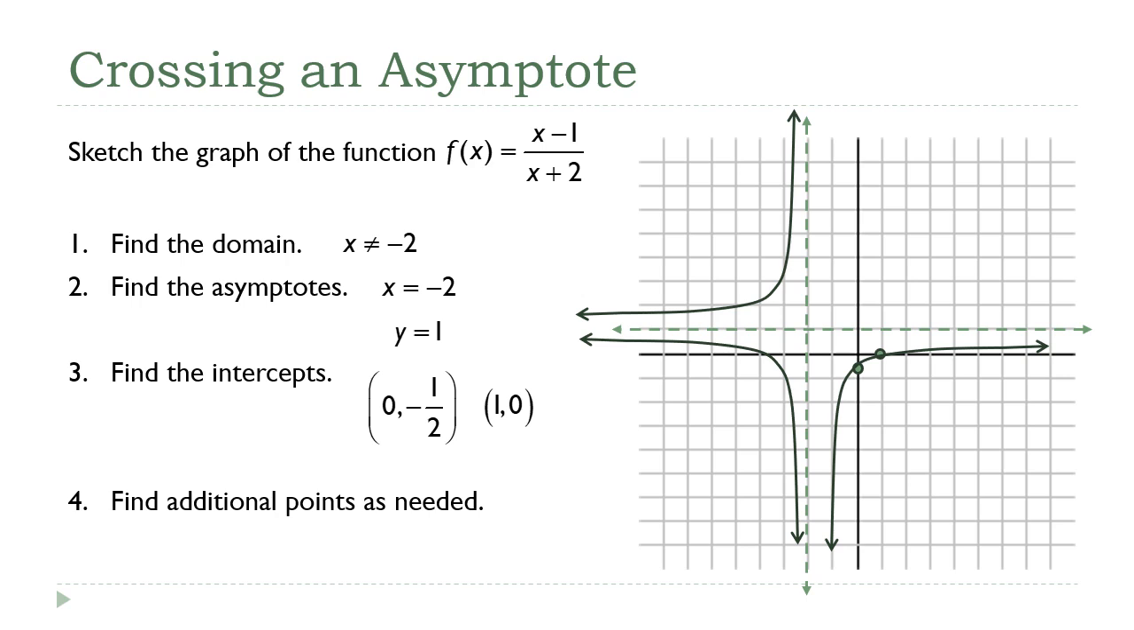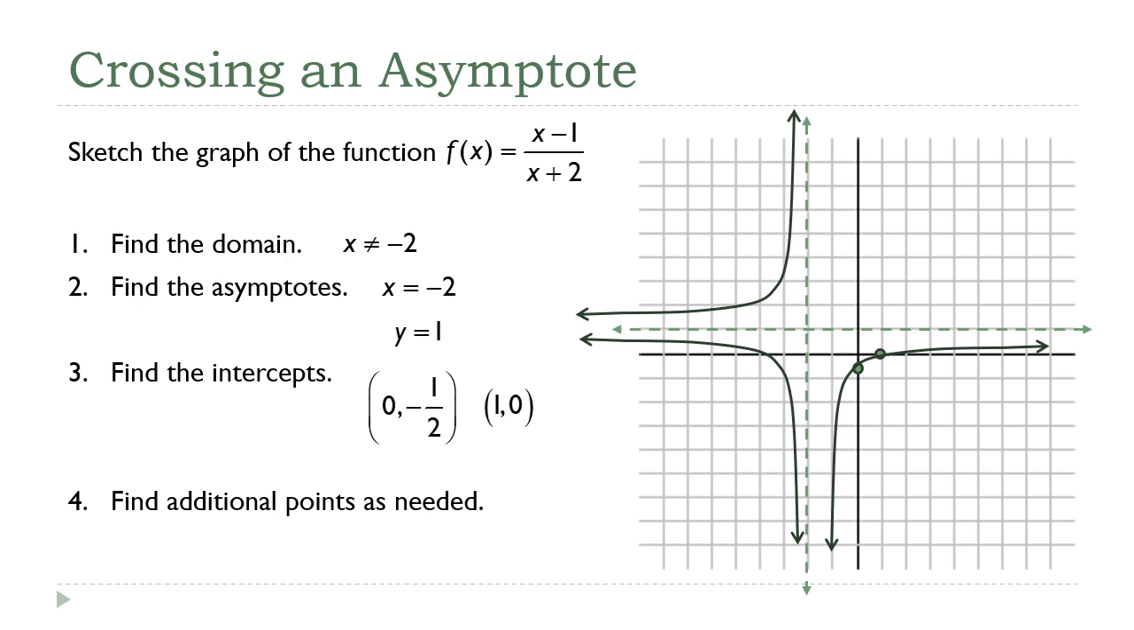Okay, now how about the left-hand side? Well, I don't have any intercepts over there. I don't have any points. So this is where I'm going to fall back on step 4. I'm going to find the coordinates of a point on the graph that's over there on the left-hand side of that vertical asymptote. So how am I going to do that?